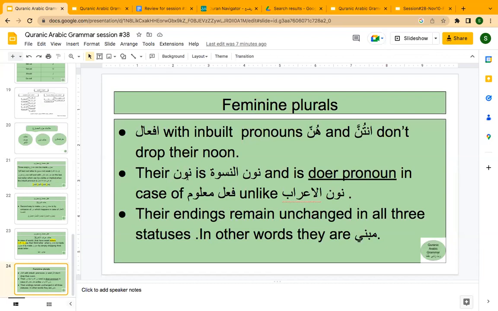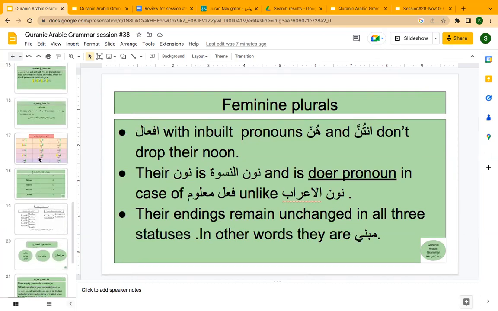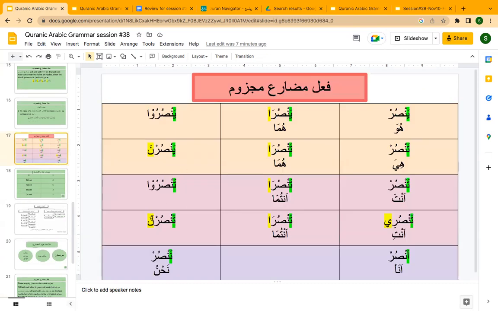This noon does not get dropped. Why? Because if it gets dropped, will we ever be able to know who the doer is? Look at the word here. If I drop this noon, what will the word become? I will distort the word completely, isn't it? It will become majzoom anta or hiya, and this one will become huwa, majzoom, if I drop the noon.